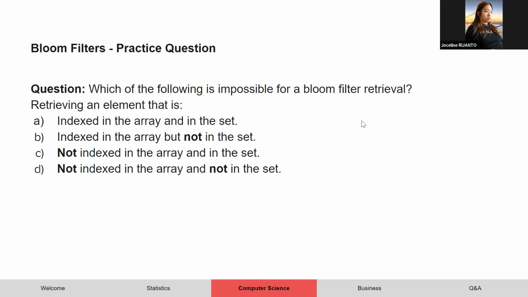All right, so we have a question now. Which of the following is impossible for a Bloom filter retrieval? Retrieving an element that is A, B, C, or D. I'll give you about 10 seconds just to think about this question.